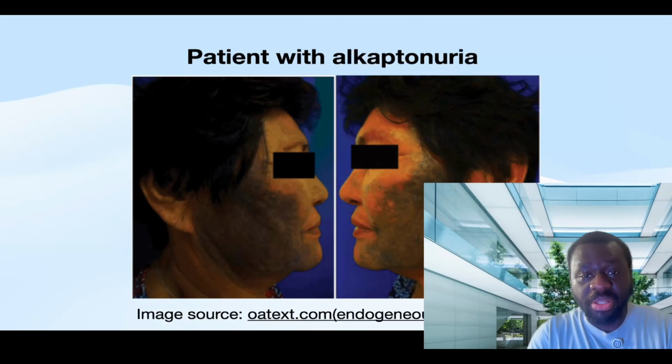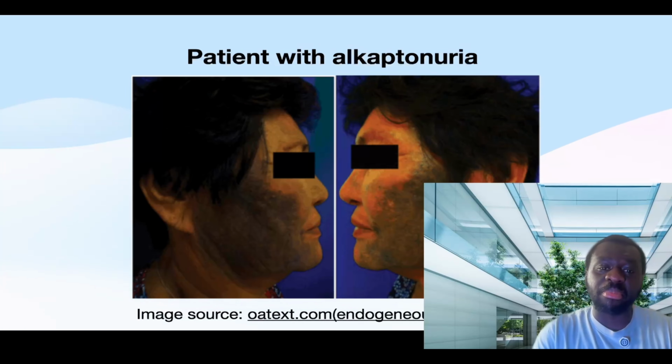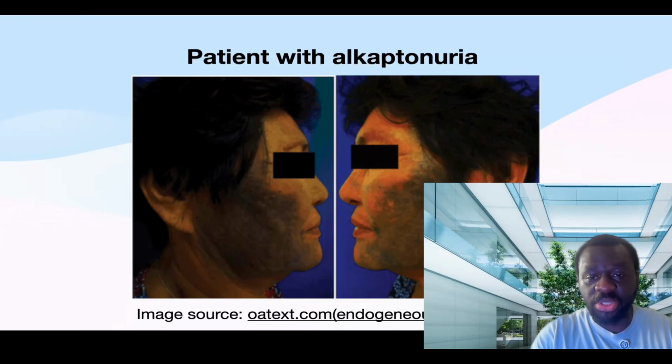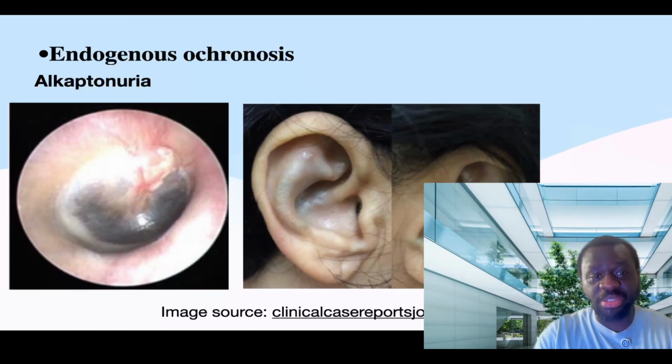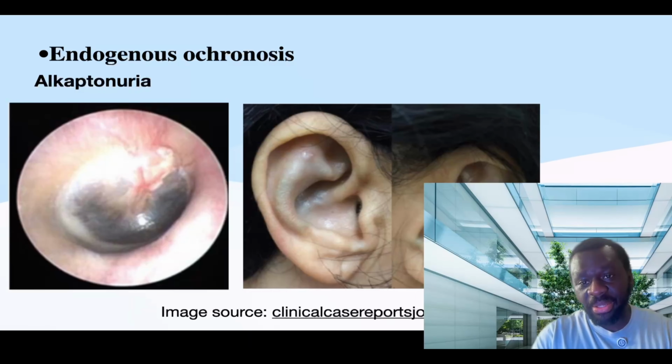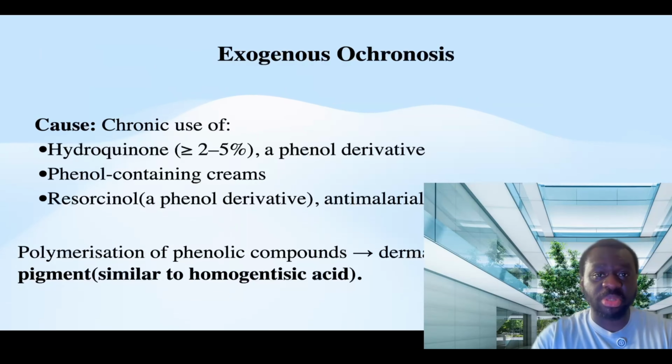This is a picture of a person with alkaptonuria. You can see the extensive blackish, blue blackish deposition on their face there. You can see the tympanic membrane of another patient having this bluish blackish deposition. You see the pinna or the external ear having that as well. This is alkaptonuria. And one thing, because alkaptonuria causes endogenous ochronosis, you can see there's widespread abnormal pigmentation. It's widespread because it's endogenous and an enzymatic deficiency, and it can affect so many parts of the body.